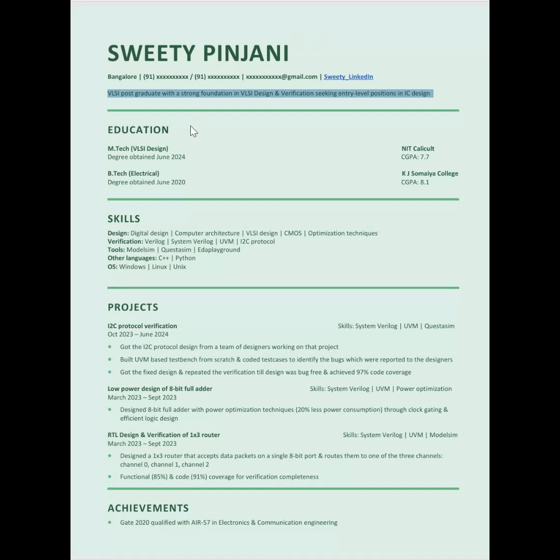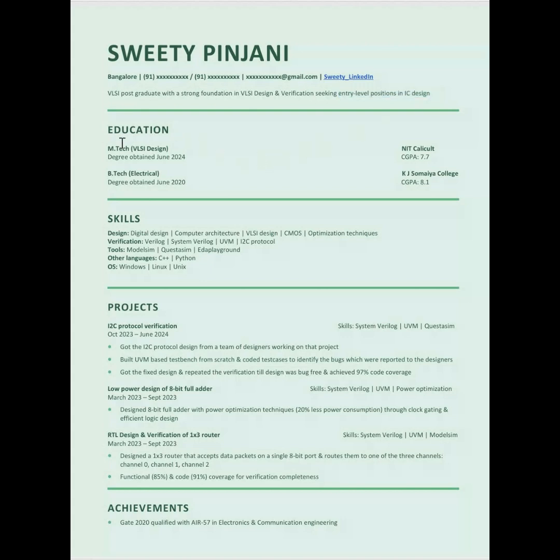This is a resume for a postgraduate. So, 3 important pieces of information are covered in the career objective. First is that the person is a postgraduate. Second is the skill sets which they have, which are VLSI design and verification related skills. And the next is the kind of opportunities they are looking for. They are looking for entry level positions in IC design. IC design, VLSI design, it's all the same.